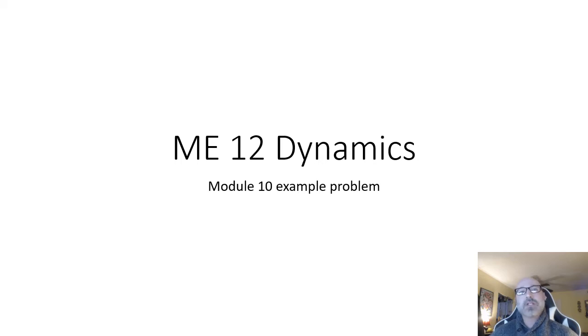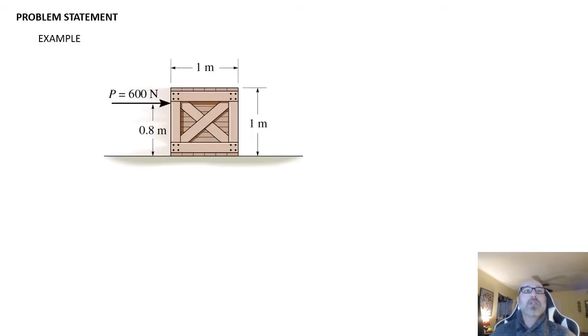Let's take a look at an example problem for ME12 dynamics from our module 10. In this problem, we're given an initial diagram where we have a crate, and with the crate we have the dimensions. It's a 1 meter by 1 meter crate.